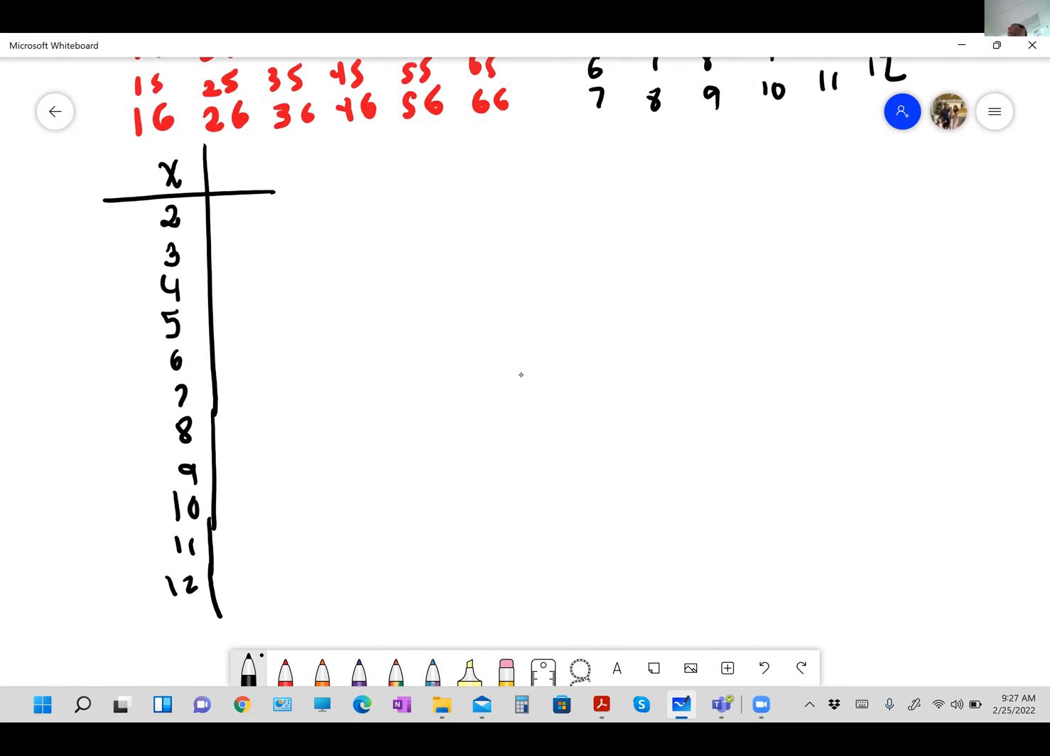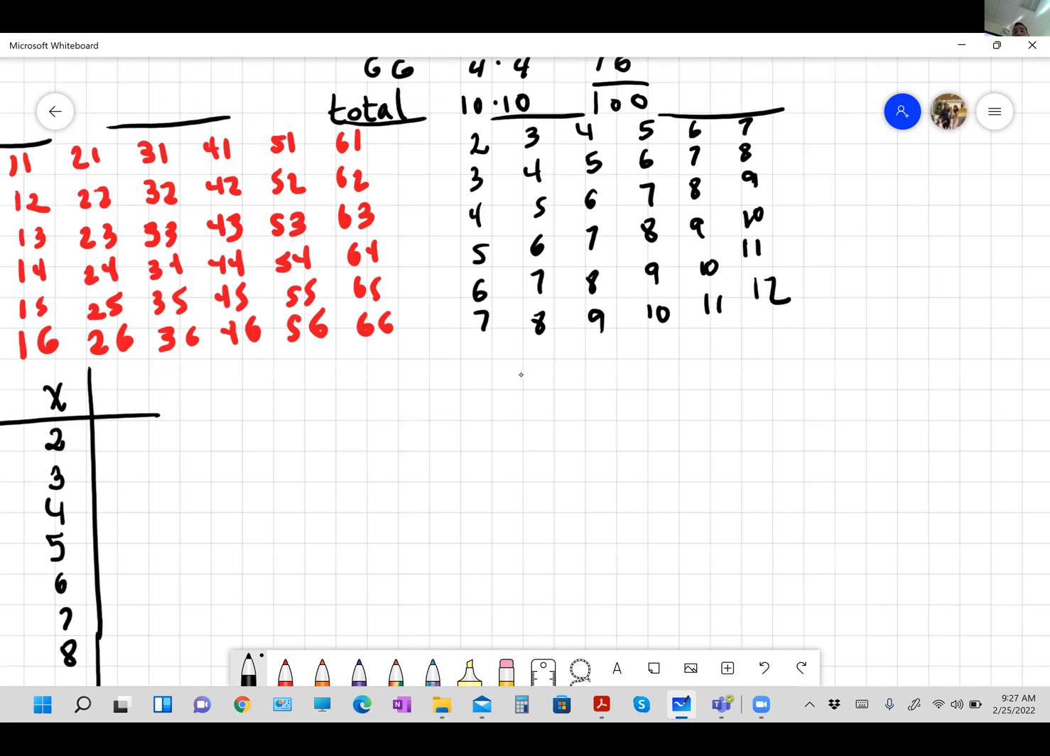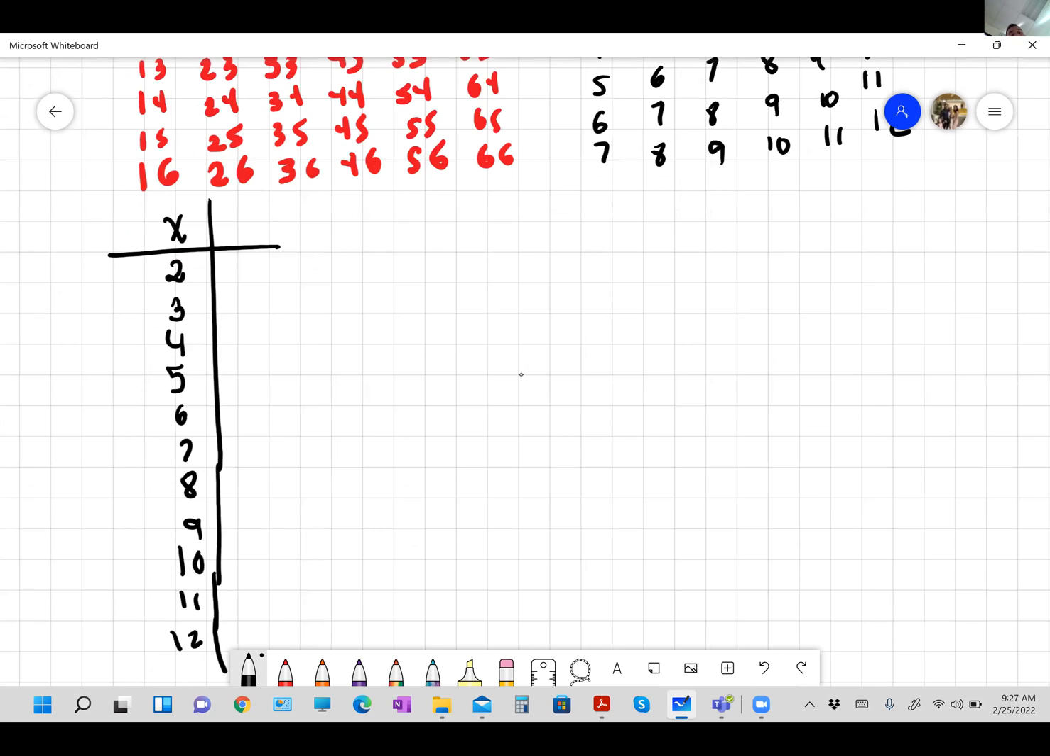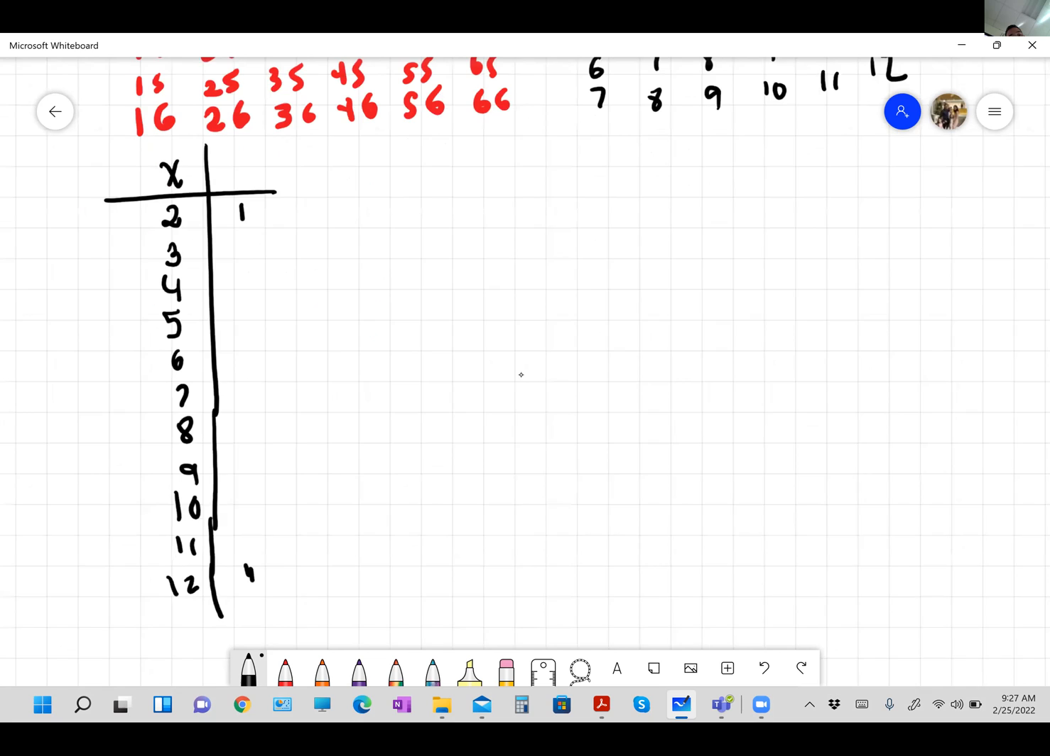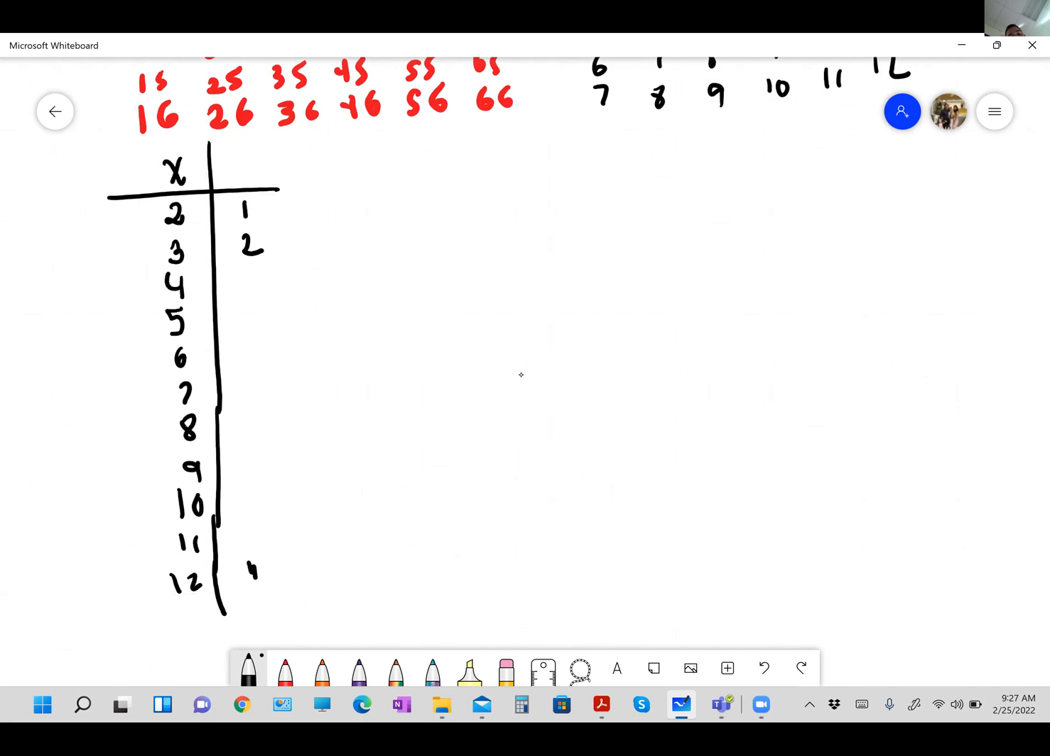And so now we count. How many 2s do we have? 1. How many 12s do we have? How many 3s do we have? How many 11s do we have?